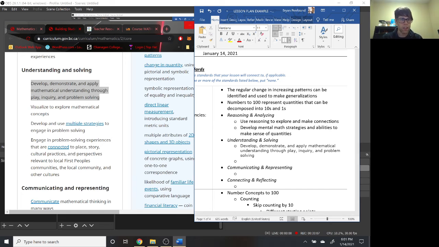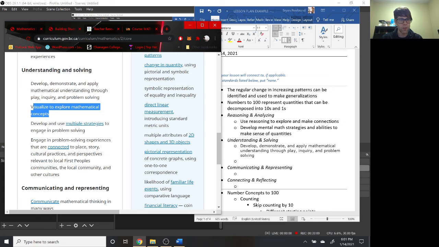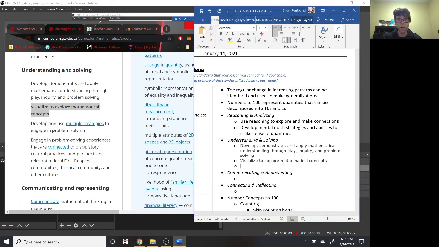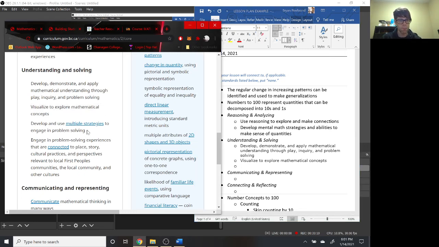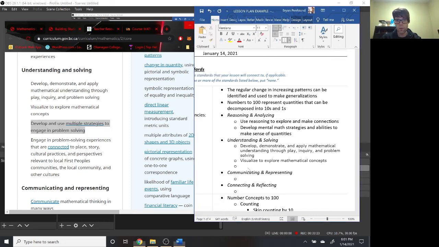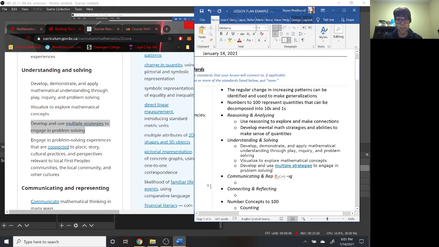I think we could probably argue that because we're using the hundreds chart, we're doing some visualization inside of our exploring for sure. Develop and use multiple strategies to engage in problem solving. Yeah, we're developing some mental math strategies. We're using the hundreds chart. I think we can probably connect that to our lesson.